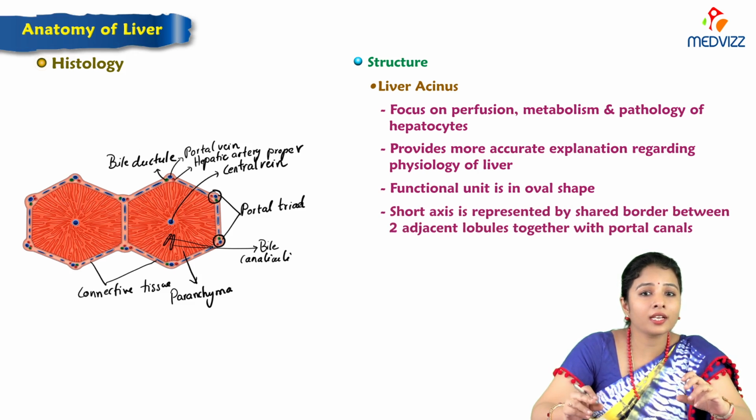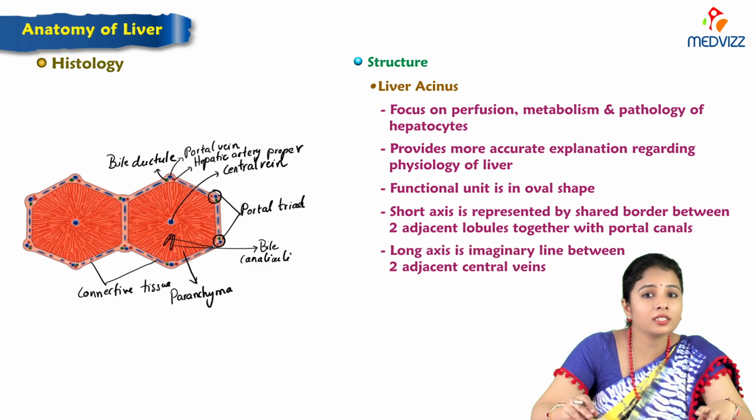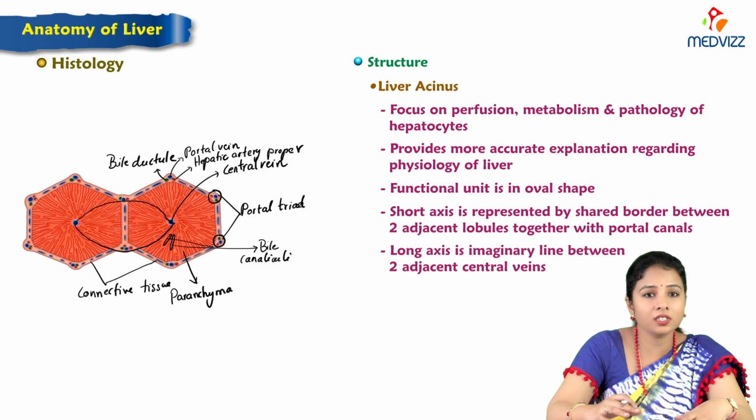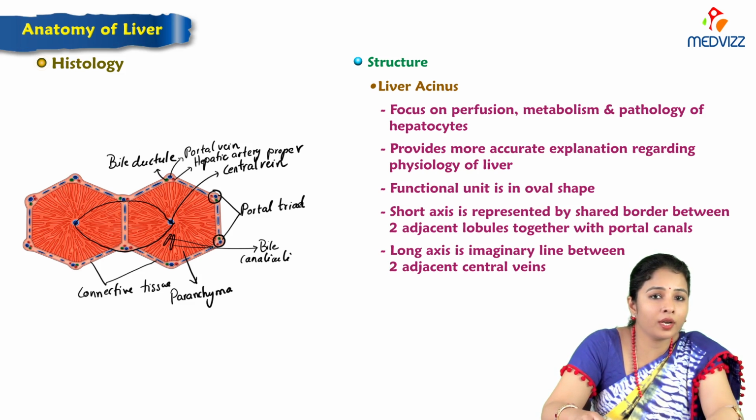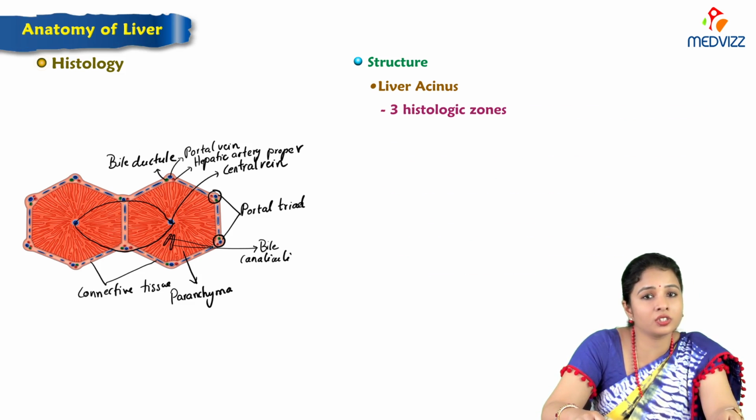So the short axis is represented by the shaded border between the two adjacent lobules together with the portal canals. The long axis is an imaginary line between two adjacent central veins. So this is the liver acinus. Each liver acinus can be divided into three histologic zones.